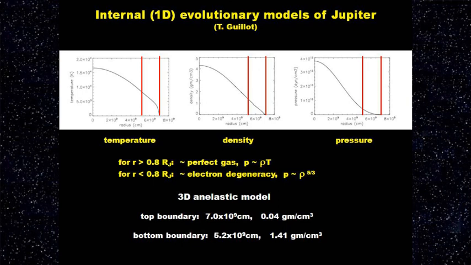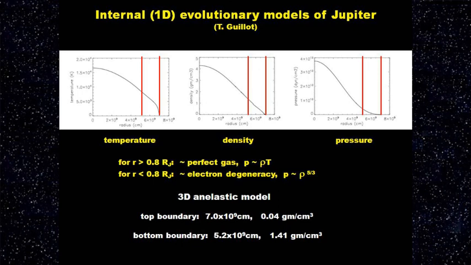This is the center of, in this case, Jupiter, and this is radius in this direction out to the surface of Jupiter, showing temperature at the center being high and dropping off with radius. And likewise, density is high at the center and drops off with radius, and pressure, likewise. So this would be his result, but this is where I start.